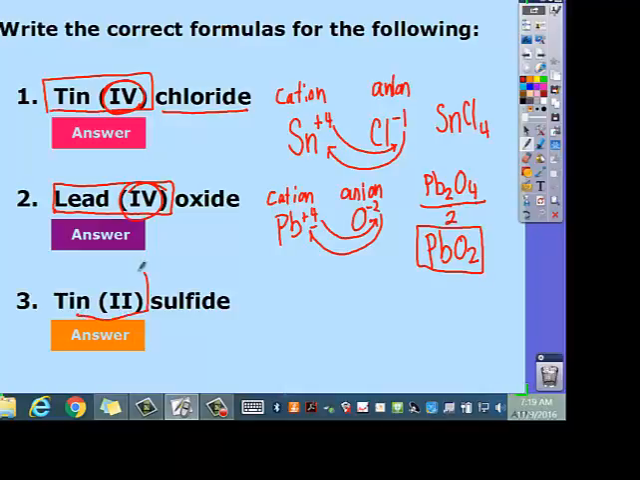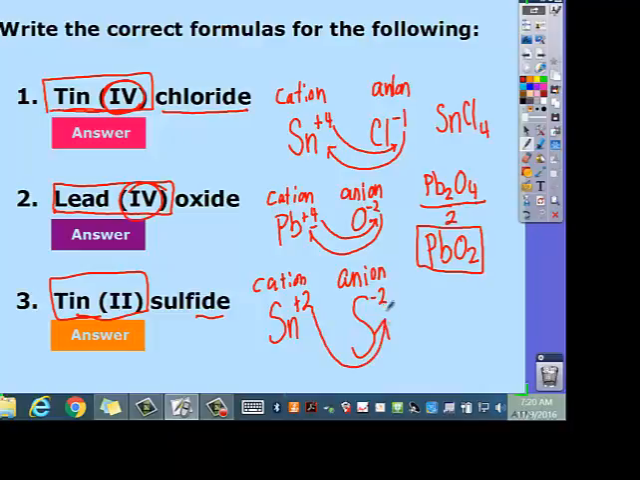So the next one, tin(II). See how I have tin(II) here, but on number 1 up here, I have tin(IV). Tin can be multiple charges. That's why it's a transition metal. So cation is going to be tin. We said it was Sn. Now we know it's a +2 charge. Anion of sulfide. That's another word for sulfur. So that's S. And that has a -2 charge. Cross my charges.